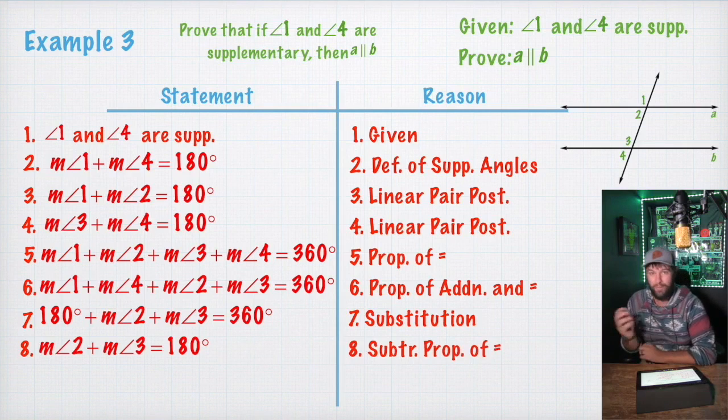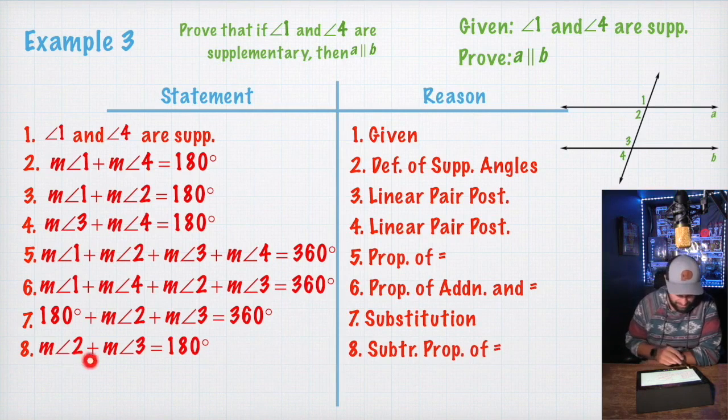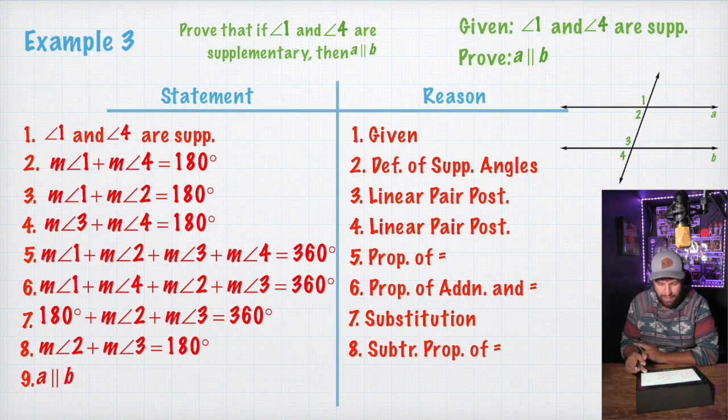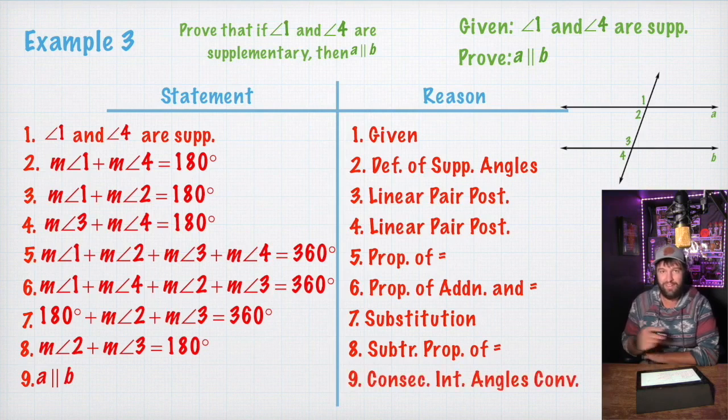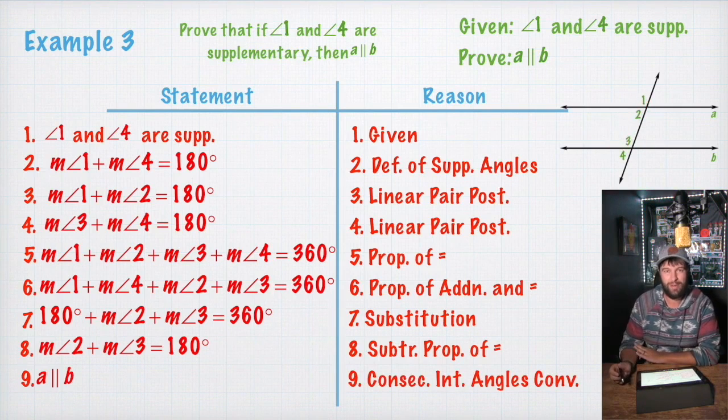Guess what? We are almost done. Now we can say that we are done, because if we know that these equal 180 degrees, we know that they're supplementary, right? So we can say that line A is parallel to line B by the consecutive interior angles converse, because we know that angles 2 and 3 are supplementary, thus the two lines are parallel.